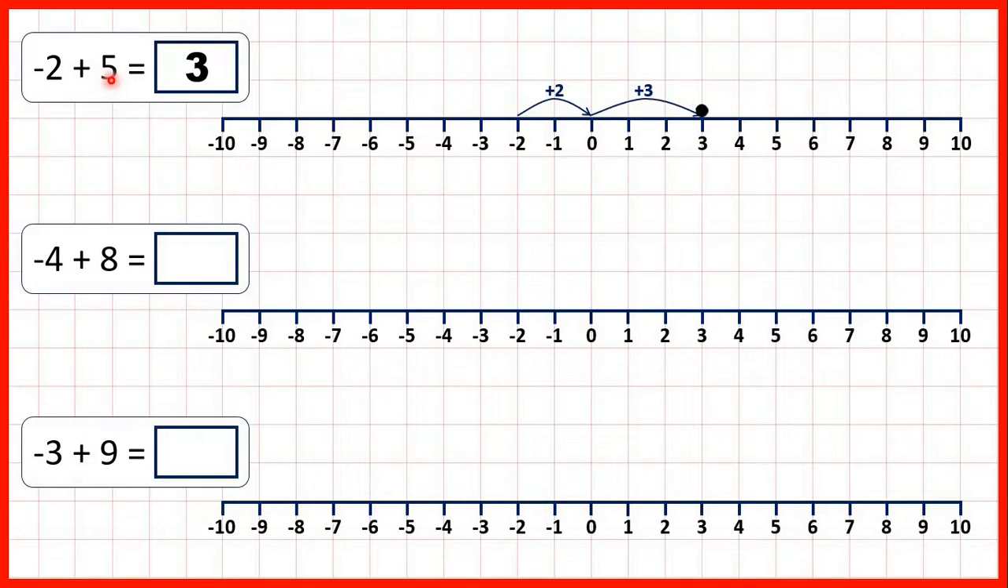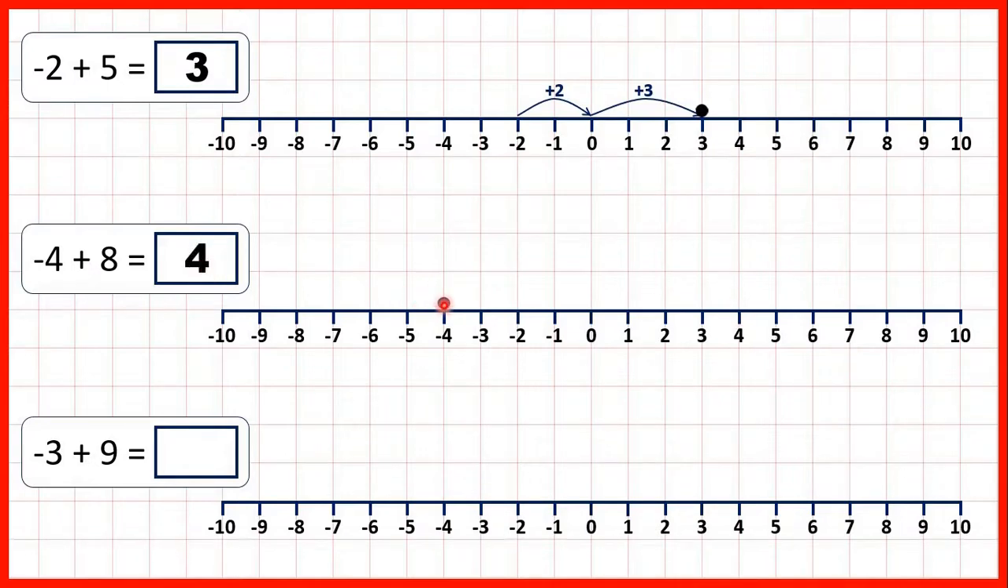Also notice 5 minus 2 is 3. So if we switch the question around, we'll get the same answer. Now we have minus 4 plus 8. So we could start at minus 4 and then count on 1, 2, 3, 4, 5, 6, 7, 8. That takes us to 4, so that's our answer.